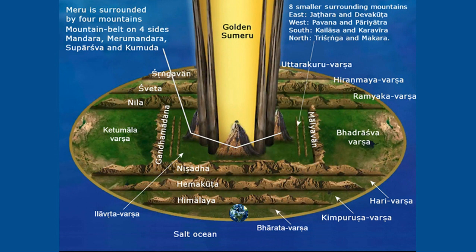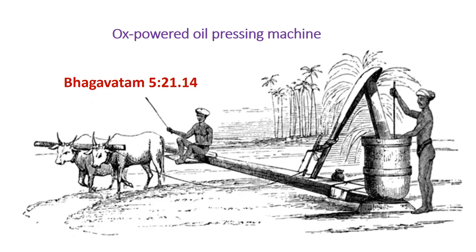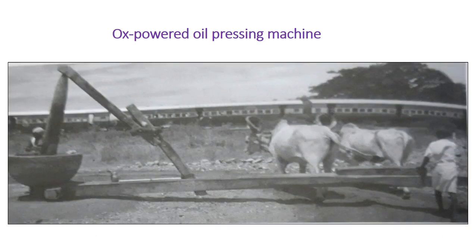Well, the 5th canto 21:14 compares the wheel-like orbit of the Sun to the turning of an ox-powered machine. It reads, "As in an oil-pressing machine, the first axle is attached to a second axle, which is 1/4 of its length. The upper end of the axle is attached to Dhruvaloka by a rope of wind." This is a photo of one in action.